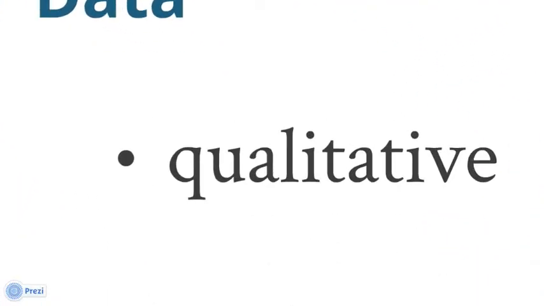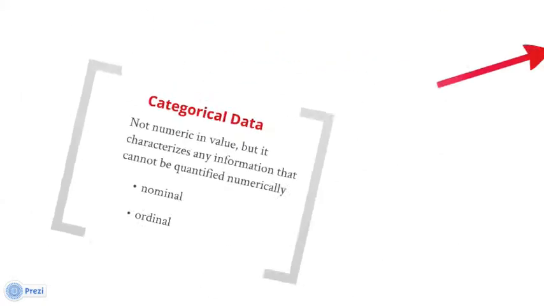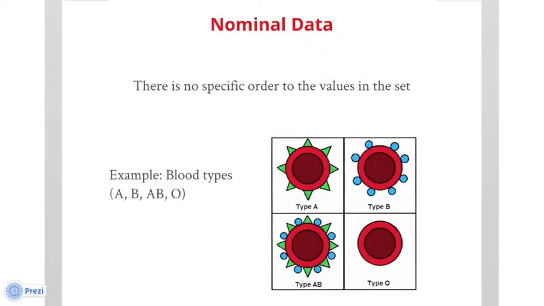Another word for qualitative data is categorical data. Categorical data categorizes any data that is not numeric in value. It can be broken down into two subcategories, nominal and ordinal data. With nominal data, there is no specific order to the values. If we take a look at blood types, we see that there are many different types like A, AB, B, or O, but there is no numerical value to categorize these types and there is no specific order to them. Gender and marital status are two other examples that would be considered nominal data. As you can see, none of these sets of data have a specific order to them.